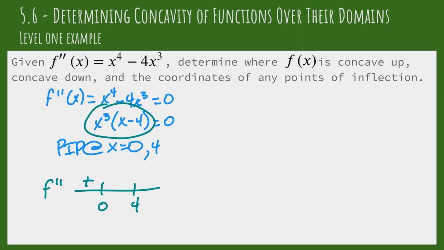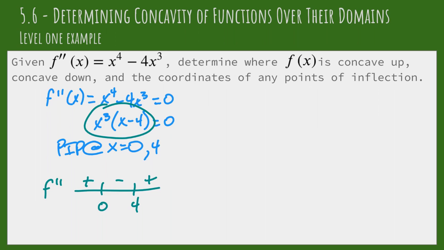Between 0 and 4, I'll plug in 2. 2 cubed is positive. 2 minus 4 is negative 2, so we have positive times negative is negative. And then a number bigger than 4 is going to give us a positive times positive, which is positive.